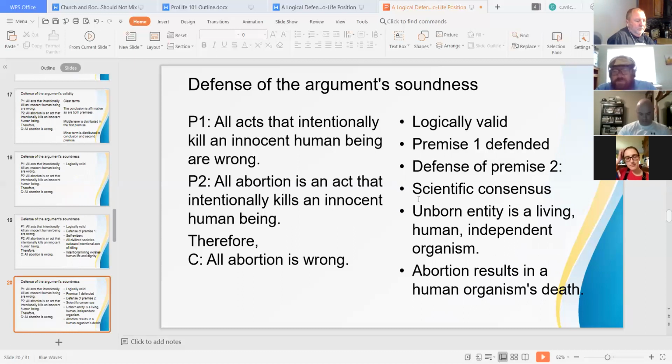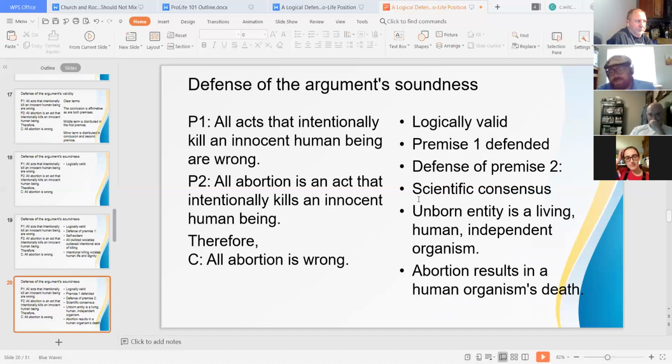Number one, embryologists consistently agree human life begins at fertilization. In fact, a colleague, Steve Jacobs, recently published a study in which he shows that 96% of biologists agree that human life begins at fertilization. So essentially, we have a scientific consensus that human life begins at fertilization. But we can also show that the unborn entity is a living, human, independent organism. We know that the unborn individual from fertilization exhibits the properties of living things.